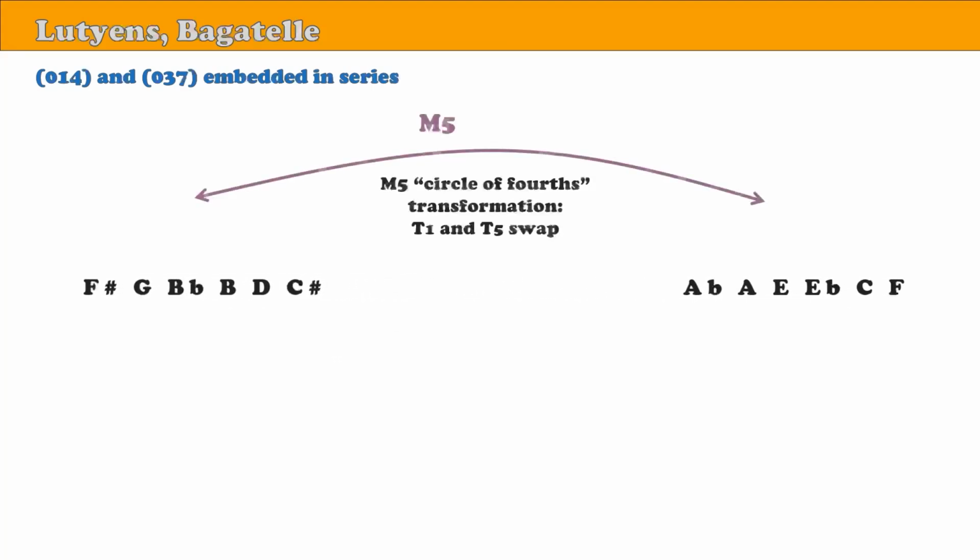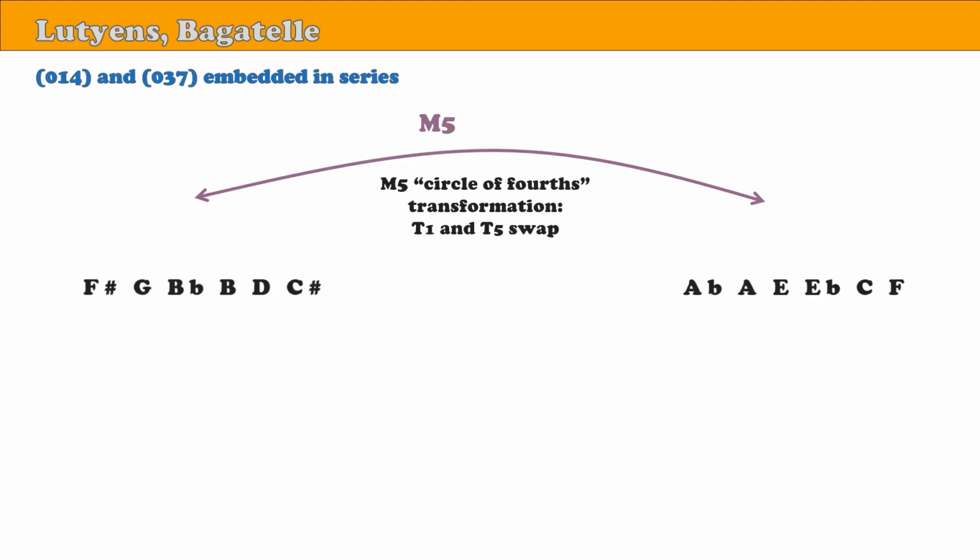The 2 hexachords of this series are complementary, of course, but they are not related by transposition or inversion. They are, however, related by M5. That's the so-called circle of fourths transformation, which turns semitones into perfect fourths and vice versa.